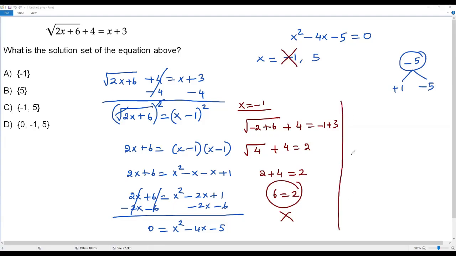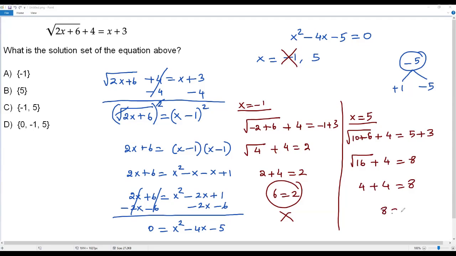Okay, now let me verify the second solution, that is x equals 5. We have to plug in x equals 5 into the given square root equation. So when I plug in x equals 5, 2 times 5 is 10. That is square root of 10, positive 6, positive 4 equals, on the right side, I plug in x equals 5, then I'm getting 5, positive 3. So then I'm getting square root of 16, positive 4 equals 8. Square root of 16 is just 4, positive 4 equals 8. Then 8 equals 8.